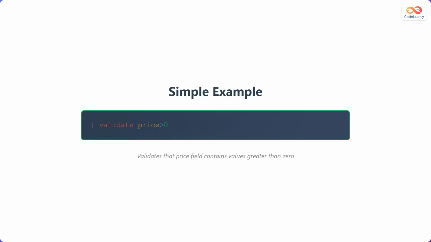Here's a simple example of the validate command in action. The command pipe validate price greater than 0 tests whether the price field contains values greater than 0. This validation ensures that all price values in your data are positive numbers. Any record where the price is 0 or negative will be marked as invalid, while records with positive prices will be marked as valid. This type of validation is commonly used for financial data to ensure data integrity.